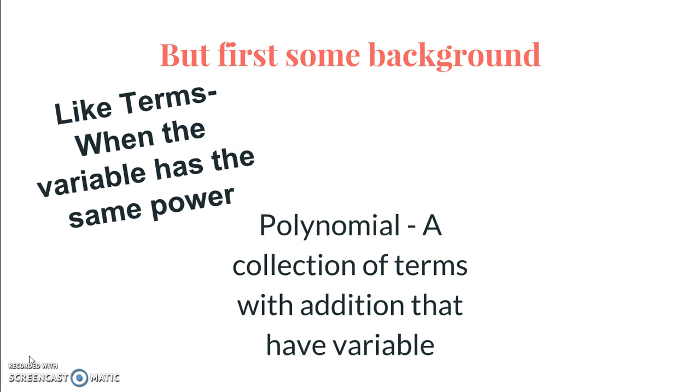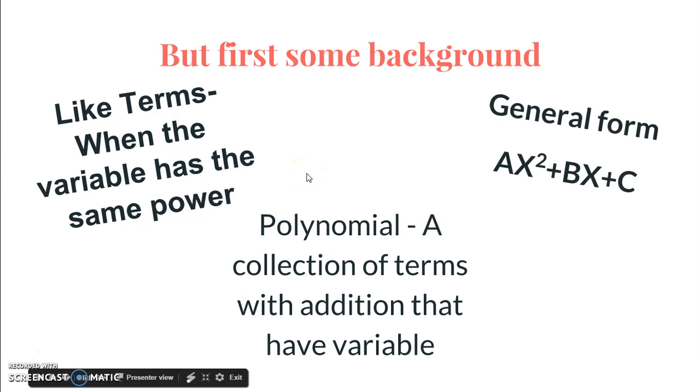In this example particularly, we're going to be working with a trinomial, which is a polynomial that has 3 terms. The other terms that we want to know are like terms, which is when the variables have the same power and that we can combine those. We also want to know our general form, which is ax squared plus bx plus c, where x is a variable, and a, b, and c are all constants.